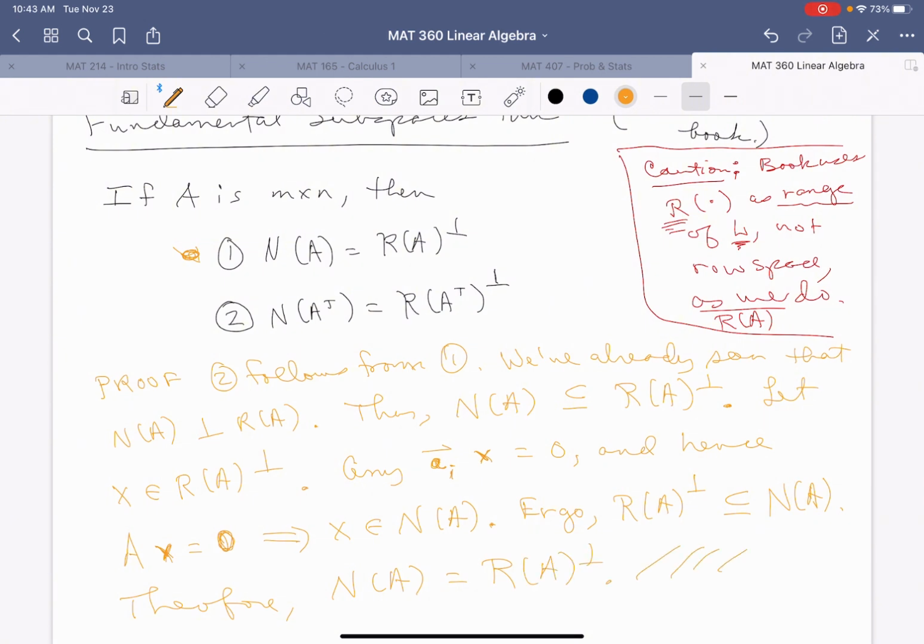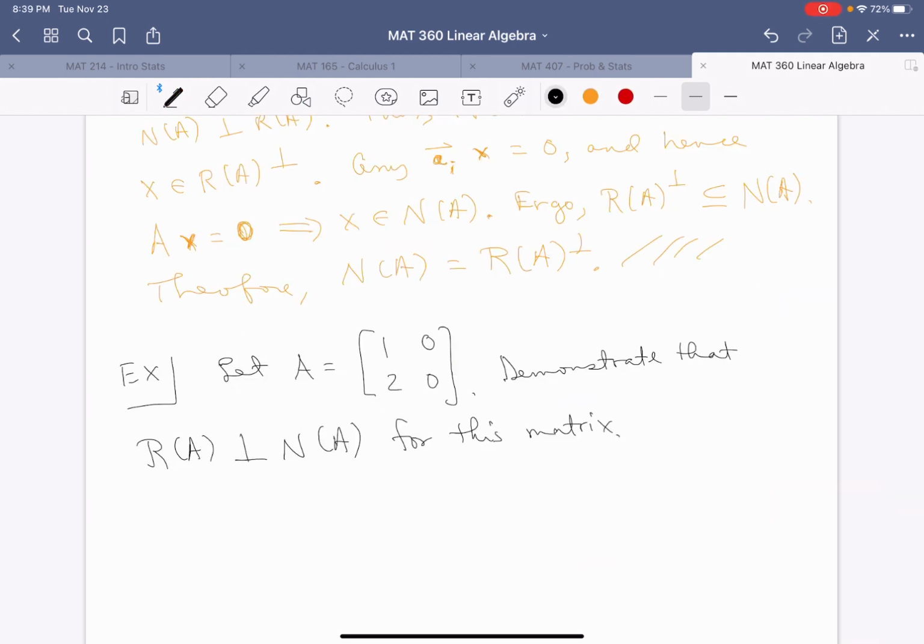And we're done. Because like I said at the beginning, if we can show that 1 is true, then 2 is true as well, because A transpose is a matrix in its own right, and its null space is equal to the orthogonal complement of its row space. Okay, so let's stop here for this video, and then in the next video I'll pick up with an example of this theorem.